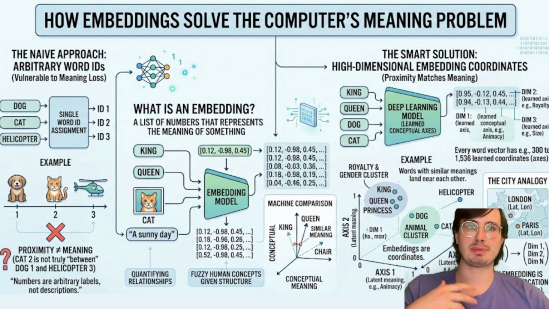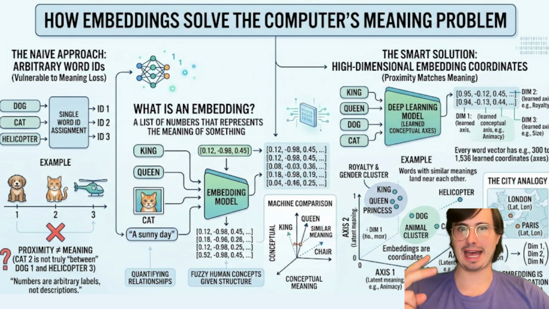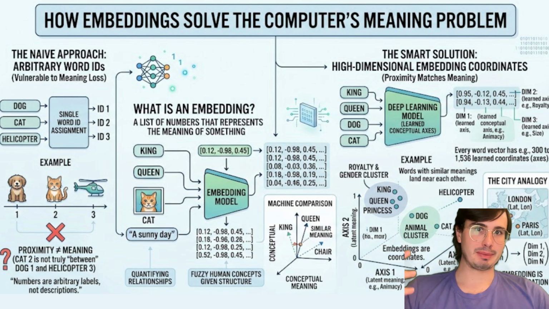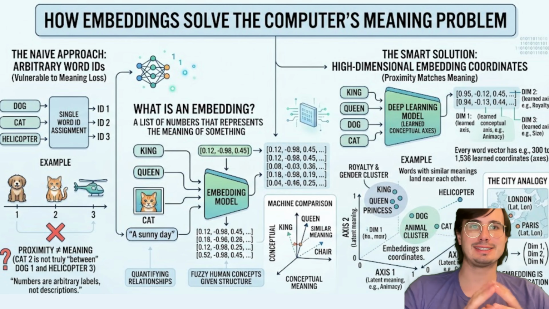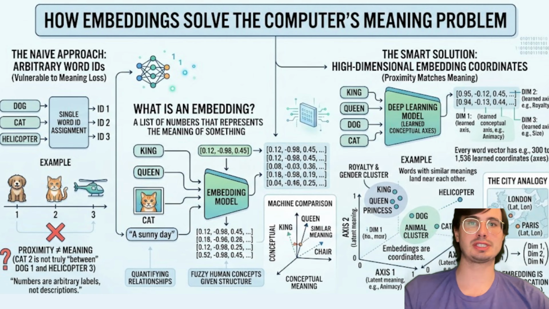And the naive way that people tried first was to assign every word an ID, where dog is 1, cat is 2, helicopter is 3. But the issue is that those IDs carry no meaning, right? Cat being 2 doesn't make it sit between dog and helicopter in any useful sense. The numbers are just arbitrary labels, not descriptions. Embeddings do something a bit smarter.